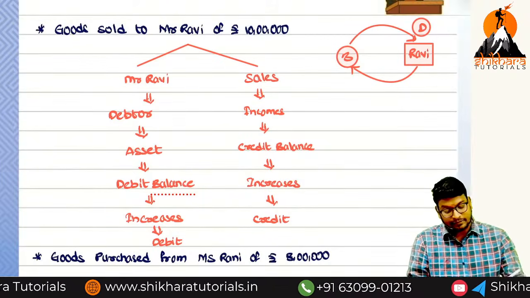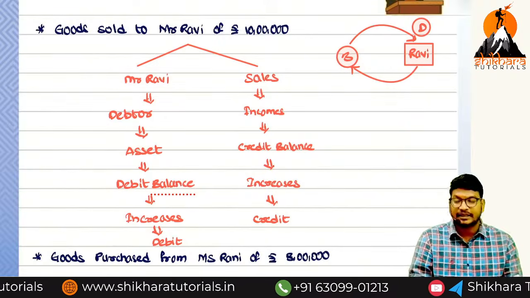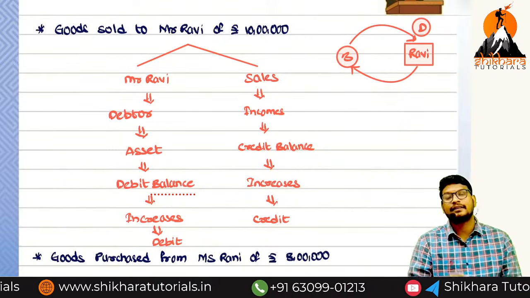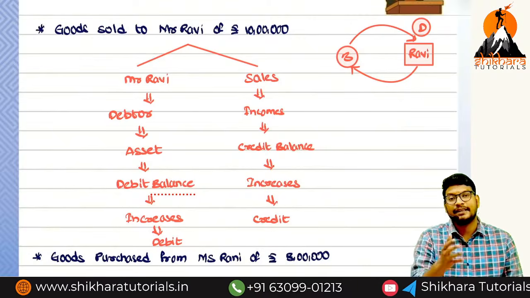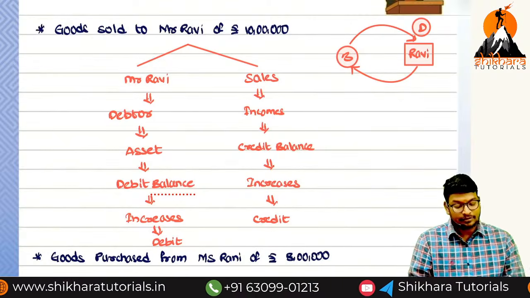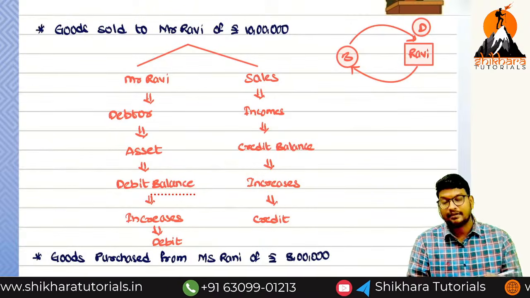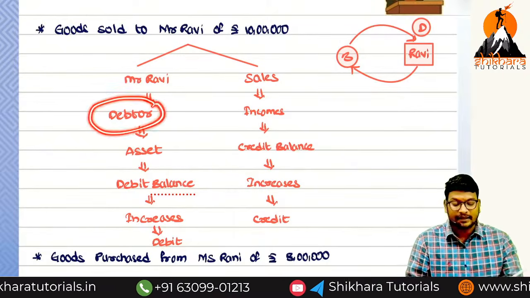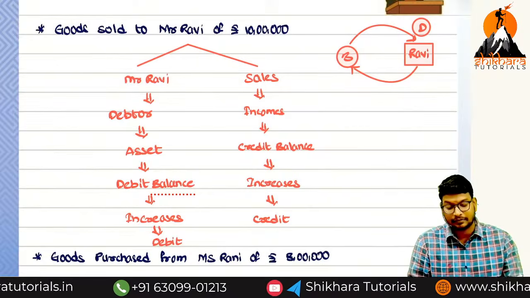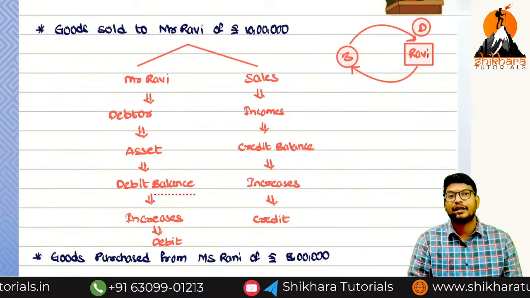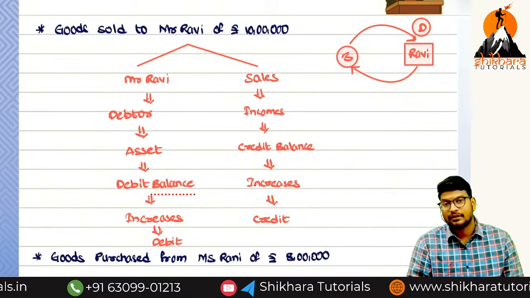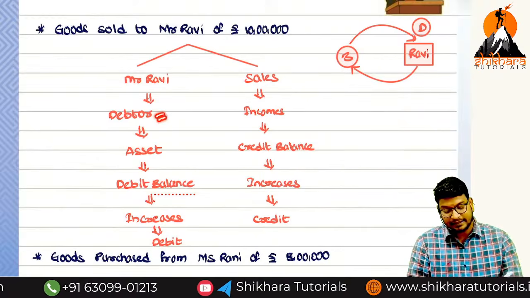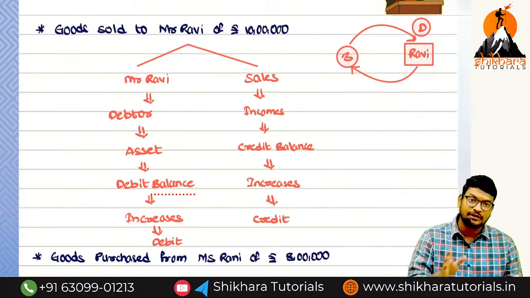So the entry is called Mr. Ravi account debited to sales account. In general, if someone asks you about the credit sale entry outside, what we have to say is: if the person name is not mentioned, we have to say directly debtor account debited to sales account. If they give the person name, we have to use the person name. Otherwise, undoubtedly the journal entry will be debtor account debited to sales account.